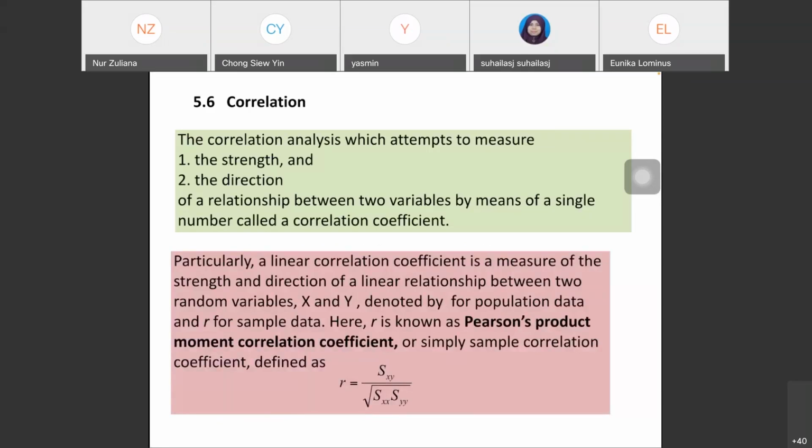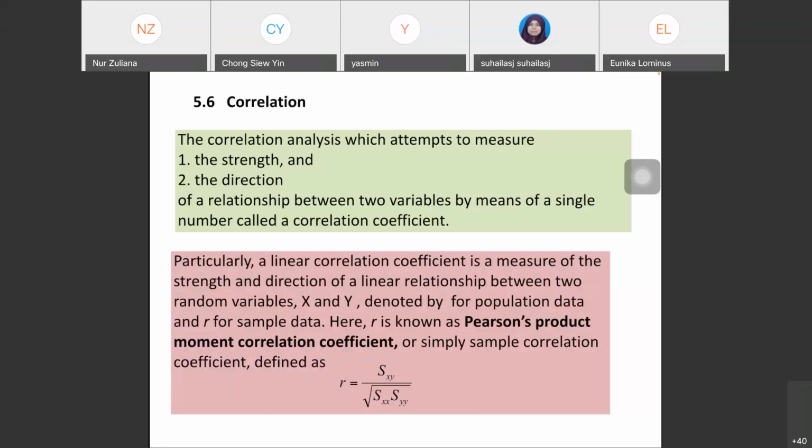Next topic will be on correlation. So this one you can refer back to your notes, your module. Okay, 5.6 correlation. So correlation, or correlation analysis, so perkali analisis korelasi lah ya.